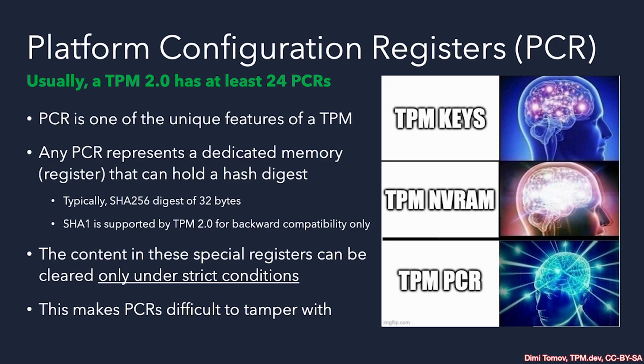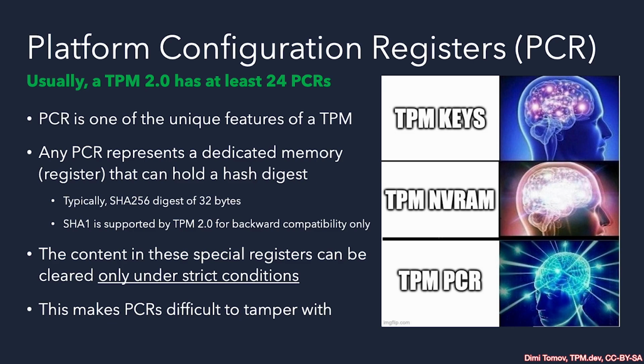Unique feature of the TPM. As the name suggests, any PCR is a memory register. That memory register can hold only a hash digest. The length of the digest depends on the algorithm. Typically, PCR registers support SHA-256, and if the TPM supports, for example, SHA-512, then the PCRs should be having banks also for that. SHA-1 is supported across any TPM 2.0, however, this is only for backward compatibility with existing systems, because SHA-1 is deprecated and insecure.